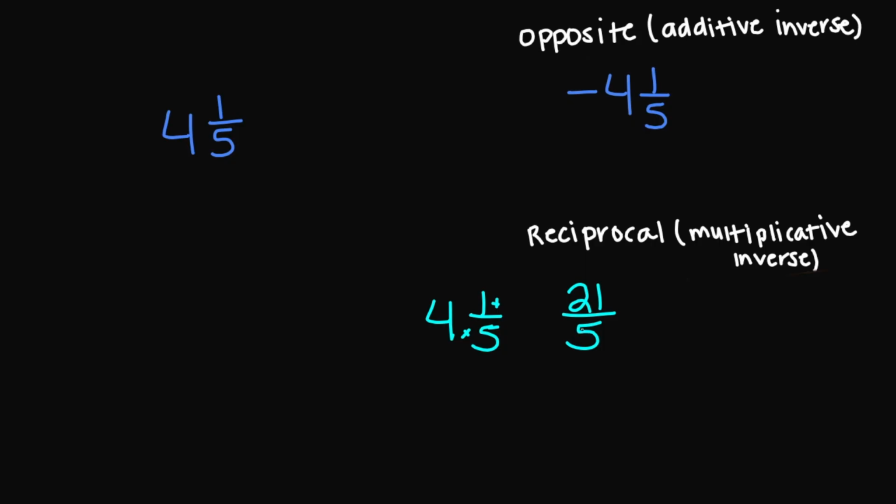Now, I have my improper fraction. Now we're going to flip this. If I flip my numerator and denominator, your answer here is going to be 5 over 21. So the reciprocal of your mixed fraction here is going to be 5 over 21 as your answer.